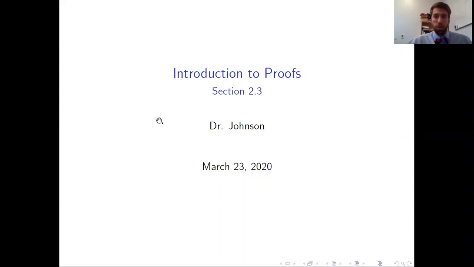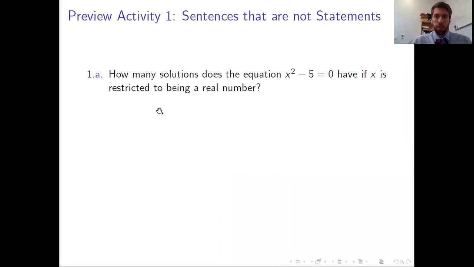So this is going to be part one. We're going to do the preview activities. So preview activity 1, sentences that are not statements.